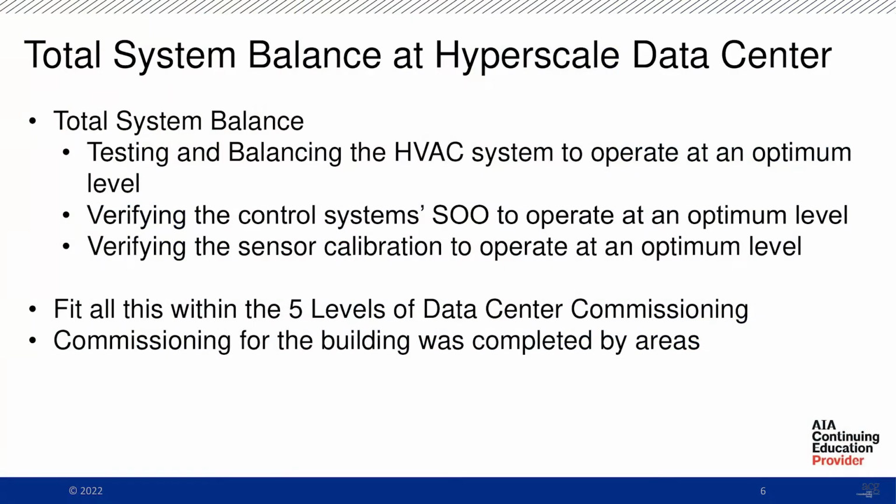All right, so let's talk about total system balance, since we're ABC. What we're going to do in a data center is test and balance the HVAC system to operate at optimal level. We're also focusing on verifying the control systems, sequence of operation testing to operate at optimal level, and verifying the sensor calibration to operate at optimal level. All of these will fit within the 5 levels of data center commissioning.